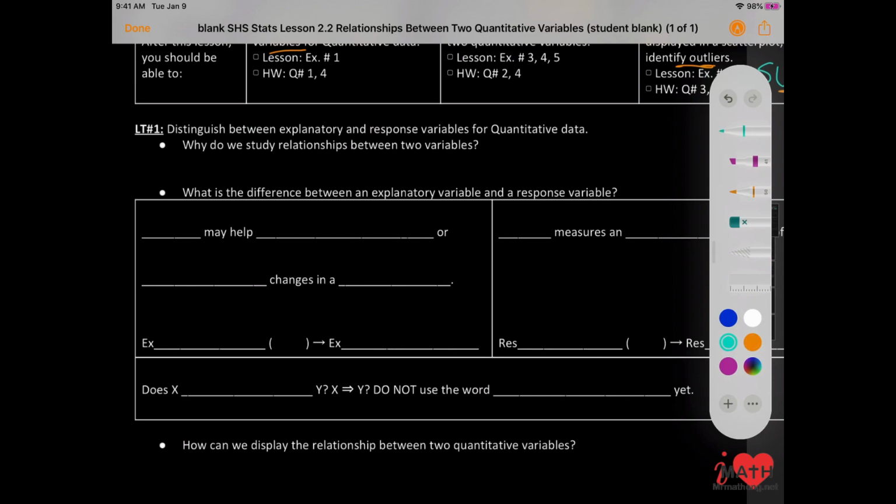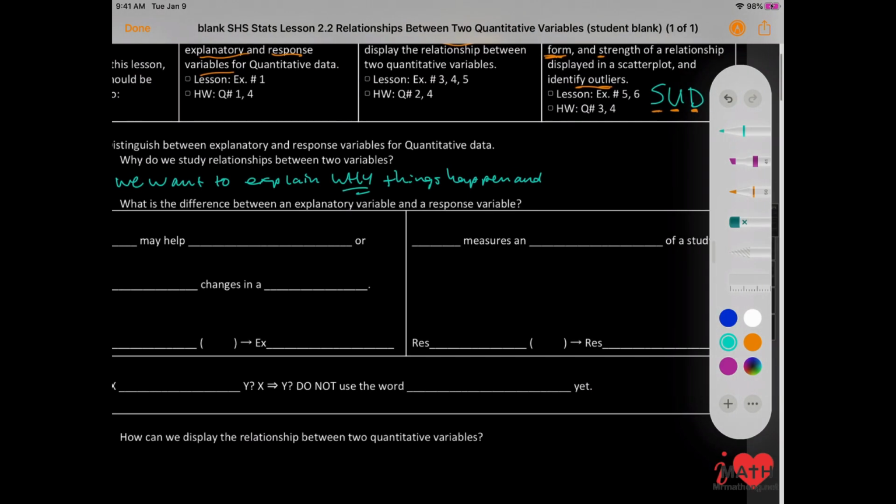We talked about this before. Why do we study relationships between two variables? Because we want to explain why things happen. And what do we do with that? We can make predictions.